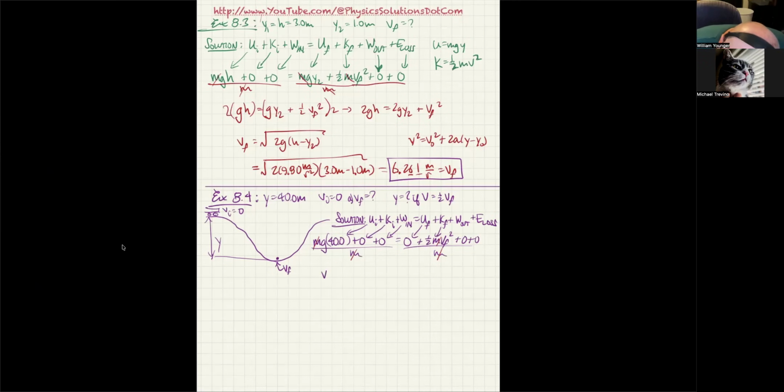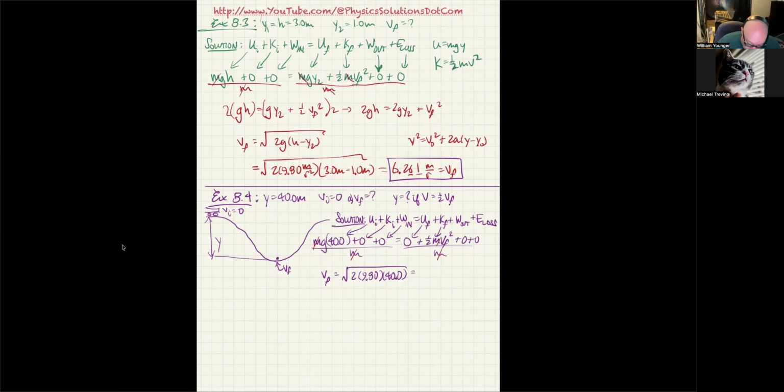So v final is equal to the square root of 2 times 9.80 times 40.0. Again, I've worked out these units inside of here in my head. I just did it again to make sure they all work right. But basically, 9.8 has meters per second squared, and the 40 has meters. So that's meters squared per second squared. Taking the square root of that gives us meters per second, and that means the velocity.